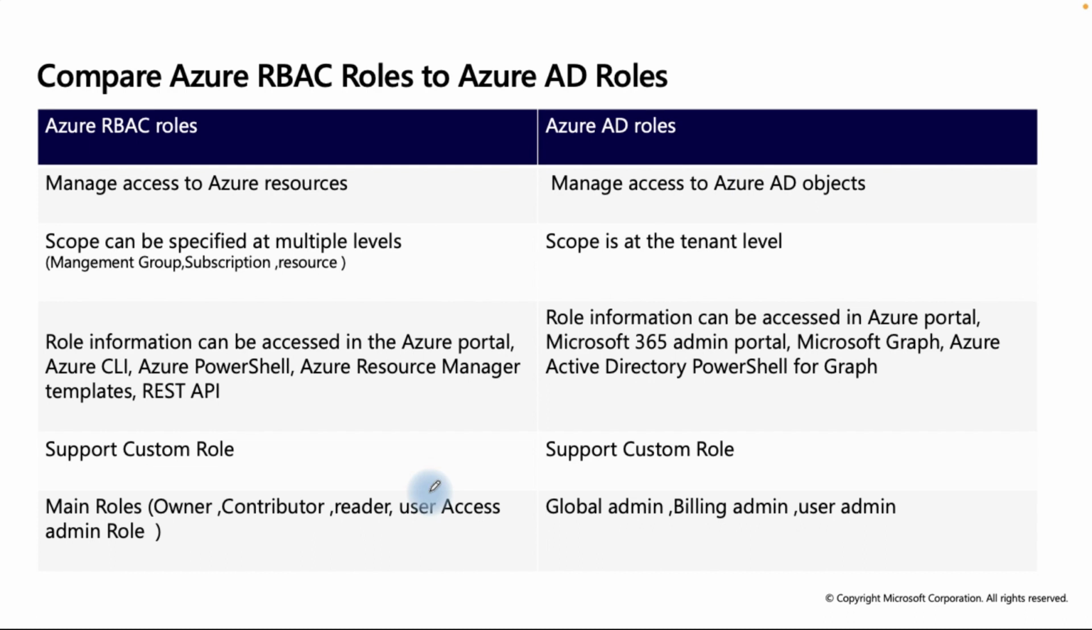Okay. Role information can be accessed in the Azure Portal, Azure CLI, Azure PowerShell, Azure Resource Manager templates, and REST API. For Azure AD, role information can be accessed in the Azure Portal, Microsoft 365 Admin Center, Microsoft Graph, and Active Directory PowerShell. Both support custom roles. The main roles in Azure RBAC are owner, contributor, reader, and user access administrator. And in Azure AD roles, global admin, billing admin, and user admin. I already explained it. So now you understand what Azure RBAC role and Azure AD role are. Simply, Azure RBAC role is at the Azure resource level, and Azure AD roles are only at the object level in the tenant, managing Azure AD objects at the tenant level.